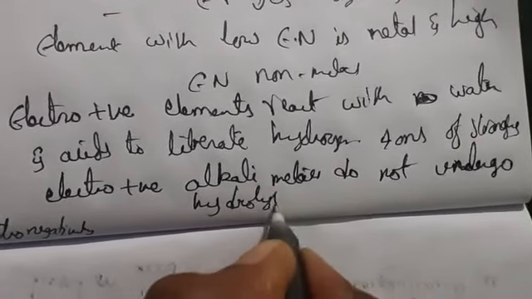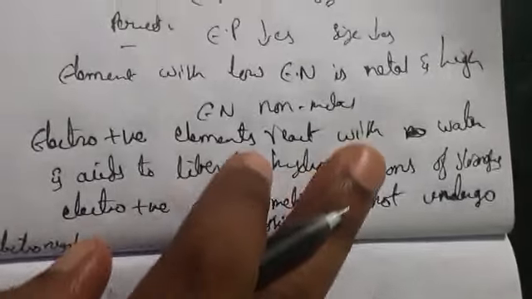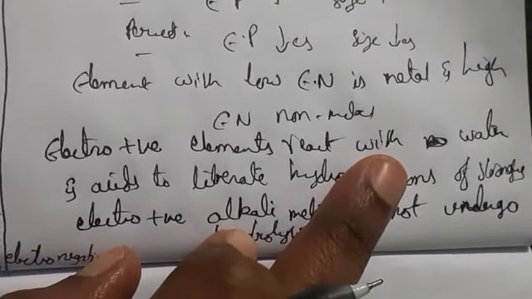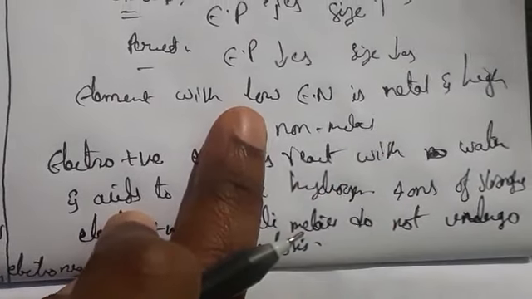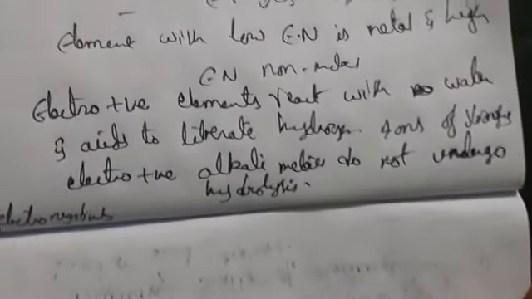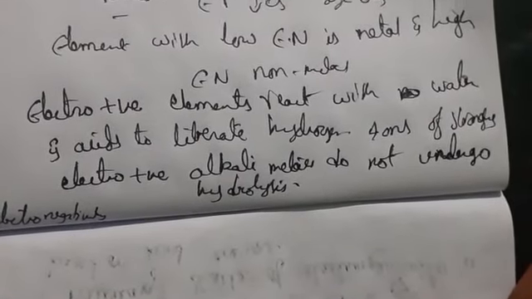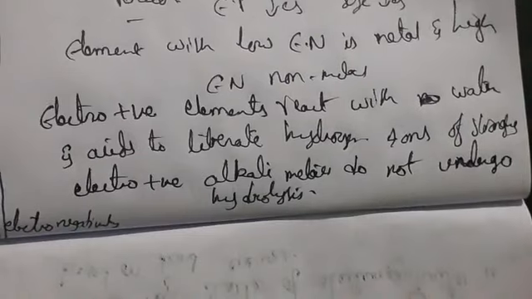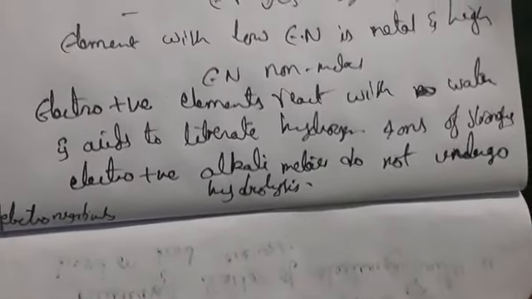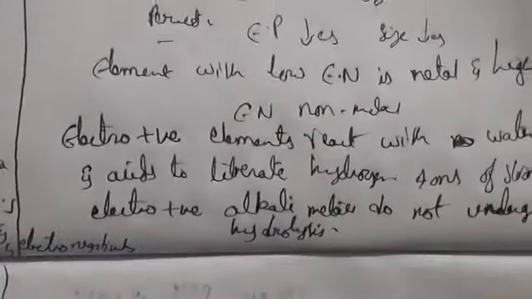So when you react electropositive elements with water, for example I have taken LiOH, so LiOH with H2O, automatically they liberate hydrogen. Like this it will react. So this is nothing but electropositivity. Now let us discuss metallic character.